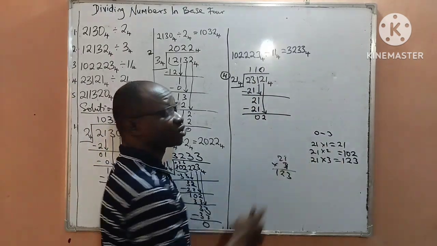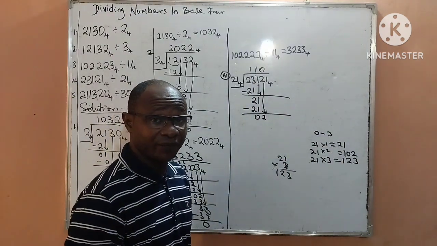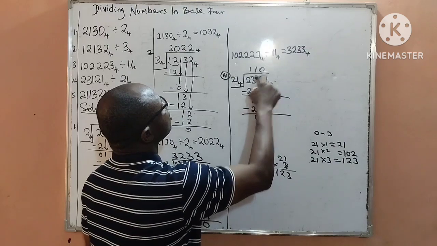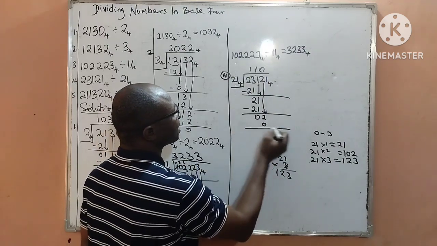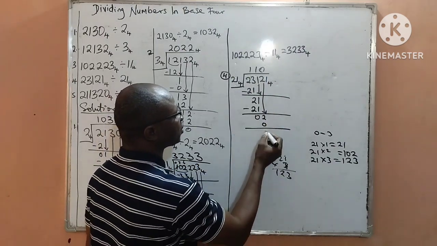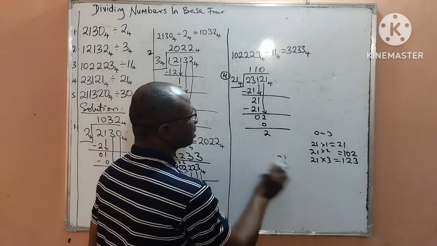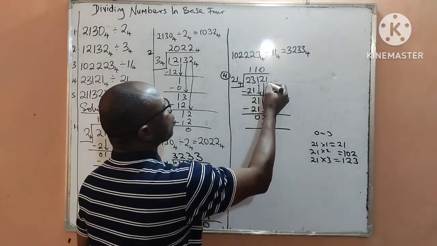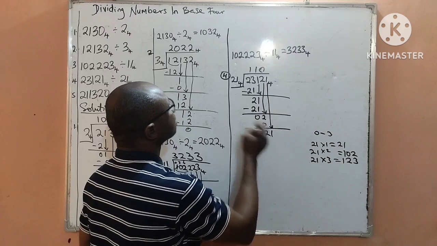21 divided into 2 will give us 0 because it is less than 21, which is 21 times 1. Okay? Now, 0 multiplied by 21 is 0. We subtract it. 2 minus 0 will give us 2. Okay? Now, we bring down 1, the last step.